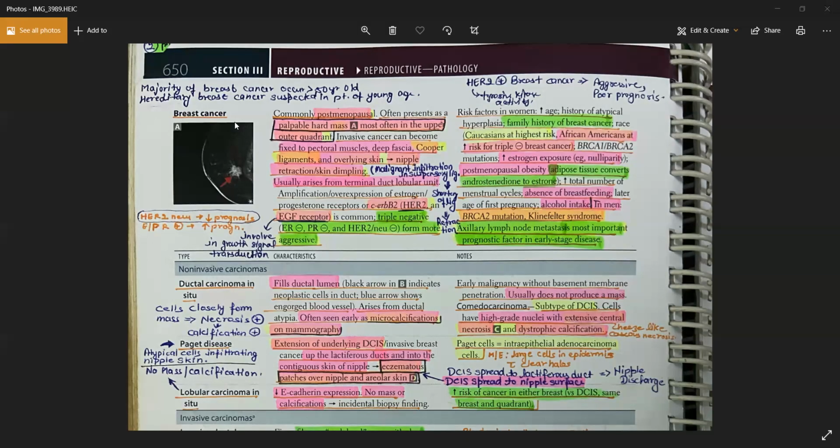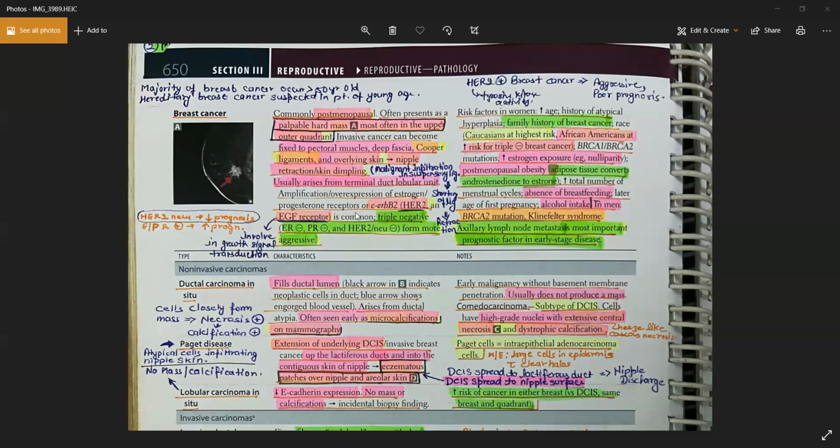Okay, these cancers will always arise from the upper outer quadrant. The patient will feel a lump in the upper outer quadrant. You perform the mammography, and you will find calcifications positive. You will have a retraction of the nipple or the skin at the side of the cancer, and that is again a very highly characteristic feature of the cancer because of Cooper's ligament involvement, right?